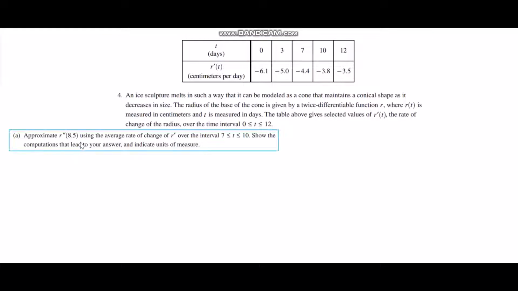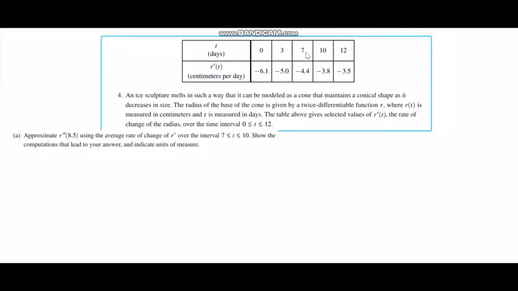For part A, we have to calculate the second derivative of r at 8.5, and we have to show the computations. Of course, to do that, we're just going to calculate the slope between these 2 points right here, because 8.5 is right in the middle of 7 and 10. So let's write this down here.